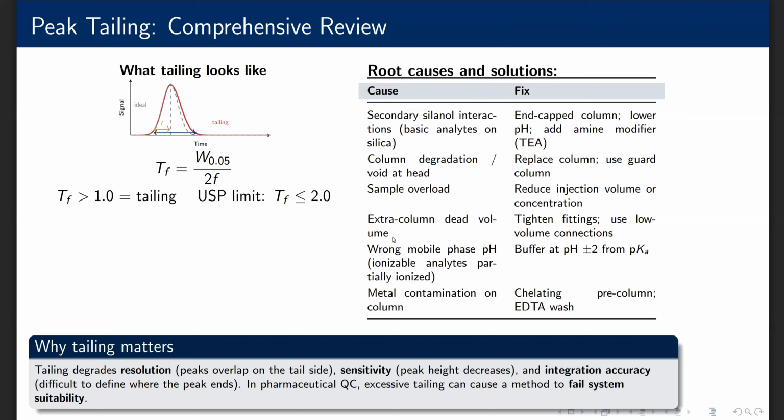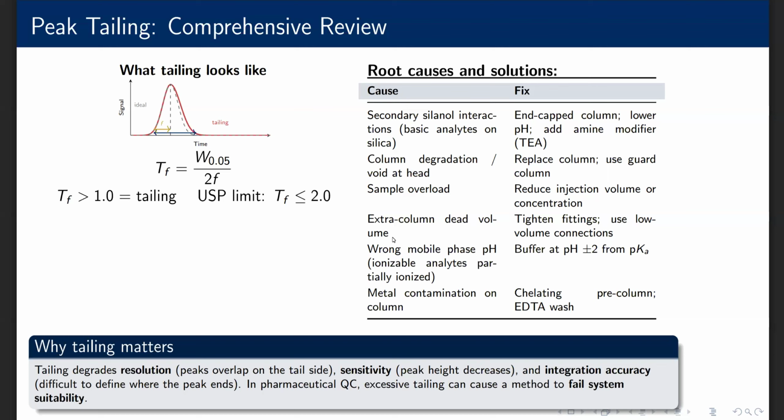The most frequent cause of tailing in HPLC is secondary interaction between basic analytes and residual silanol groups on the silica surface. These silanols are acidic and can ionically bind basic nitrogen-containing compounds. Solutions include using an end-capped column where the residual silanols are chemically blocked, lowering the pH to protonate the silanols and reduce their acidity, or adding a competing amine like triethylamine to the mobile phase.